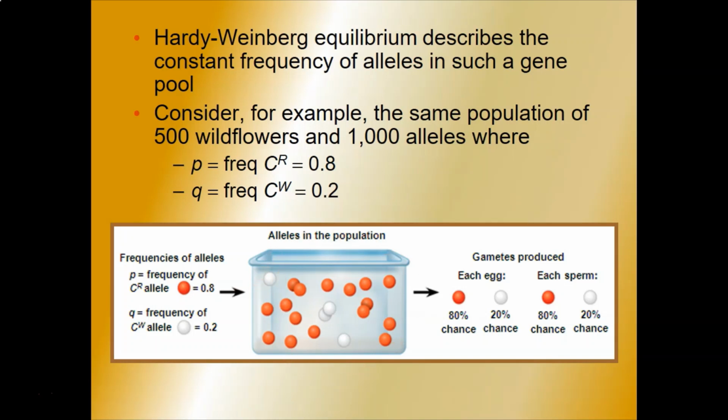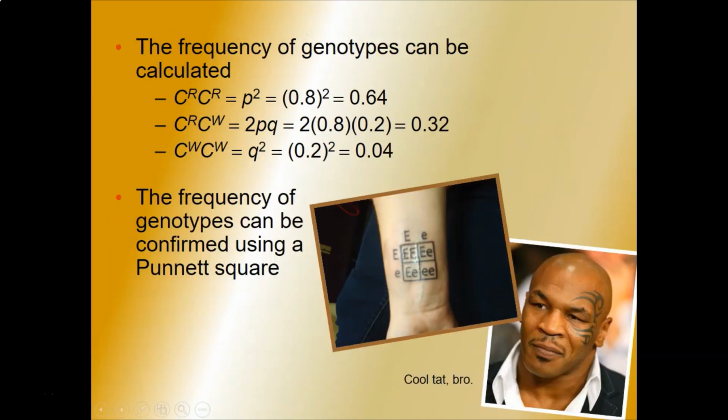And what are those flowers going to do? Well, eventually they're going to reproduce. And what exactly are your chances of reproducing different things here? Well, think about it. If 80% of the alleles of the population are red and 20% are white, we'll look at the egg then. It's going to be about an 80% chance of putting red in there and a 20% chance of putting the white allele in there. Same thing for sperm. So now when we move ahead here, the frequency of these things can be calculated.